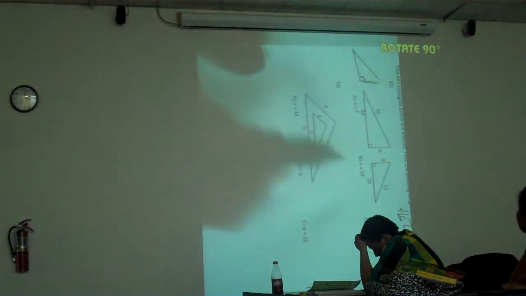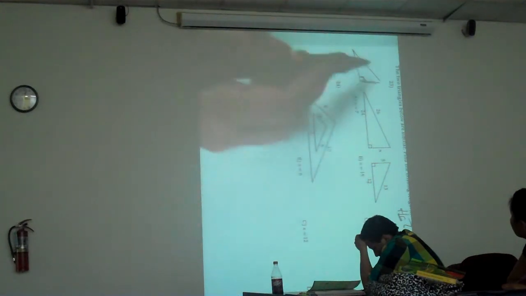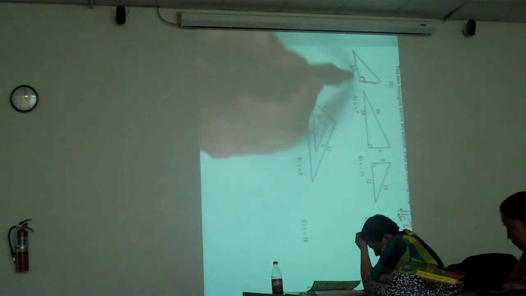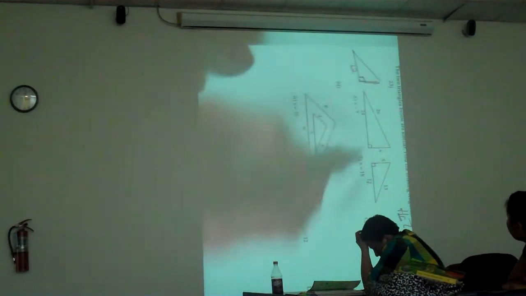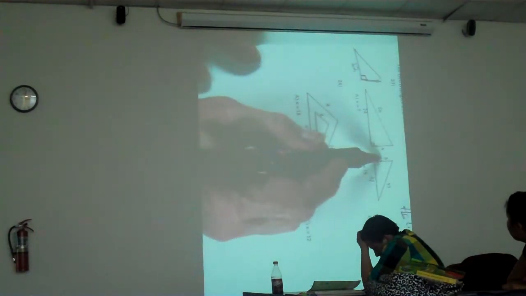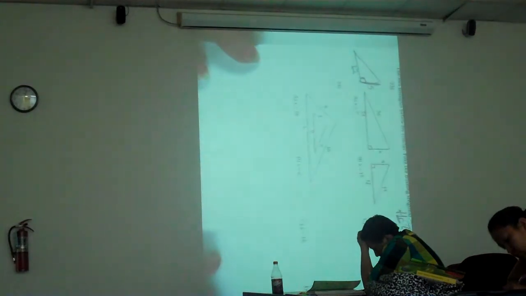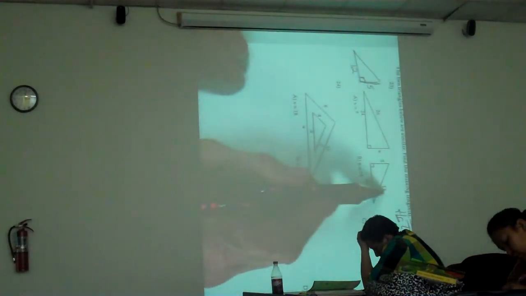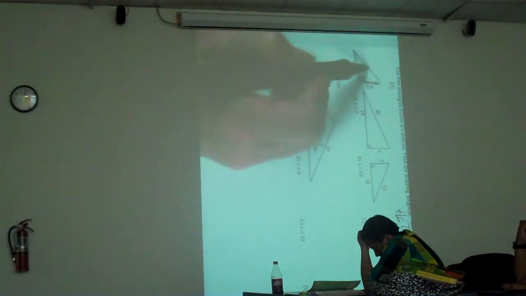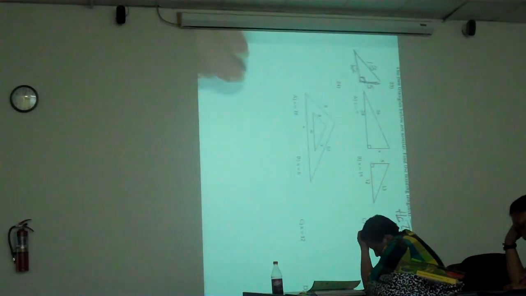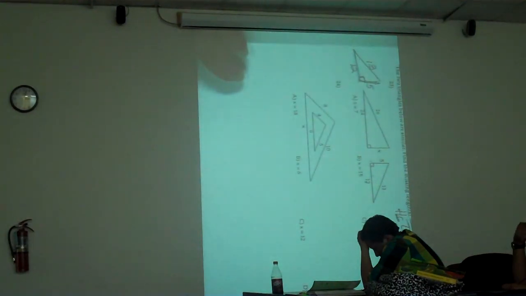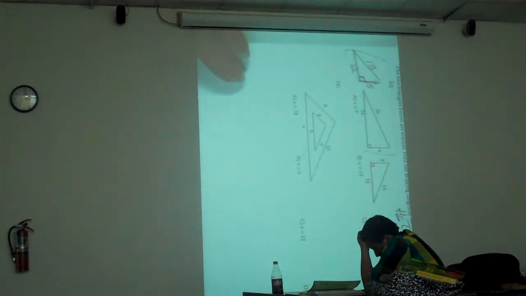The bottom part here is 12, so this will be 12. These two are your legs that make a right angle. The other leg is 5. The hypotenuse is 13, across from the right angle. Okay, now we're going to look at these two triangles to figure it out. We need to know X.